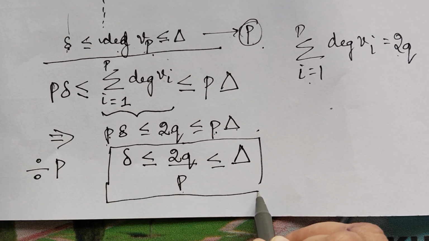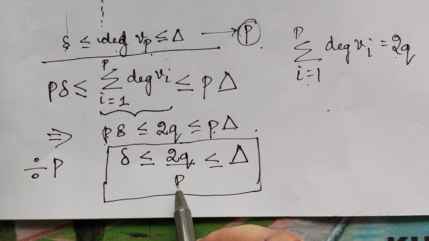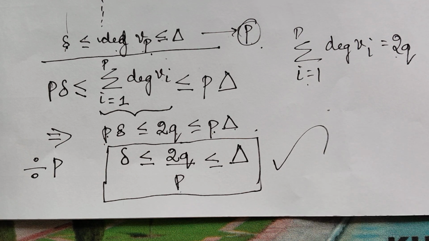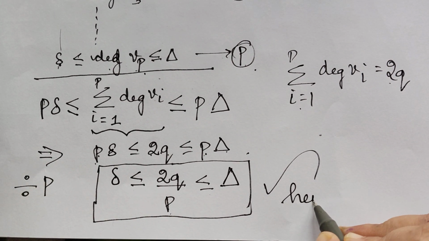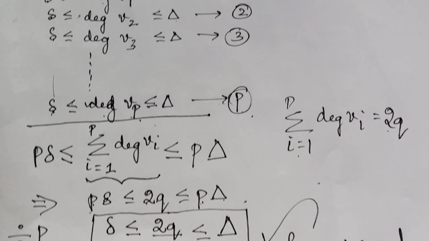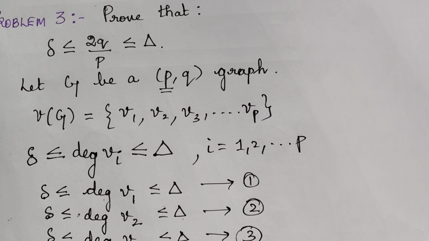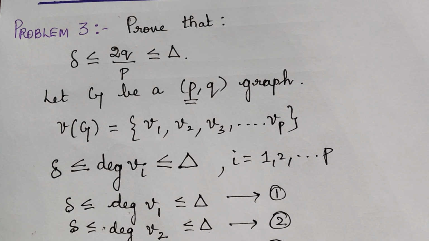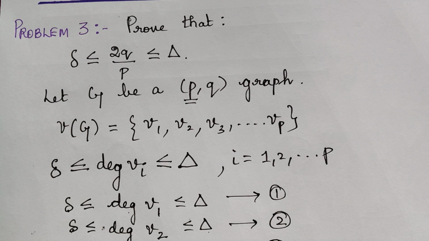So therefore minimum degree is lesser than or equal to 2q by p lesser than or equal to the maximum degree. Hence we have proved. So hence proved. So this is a very significant problem. So I hope you would have understood this problem. Thank you.